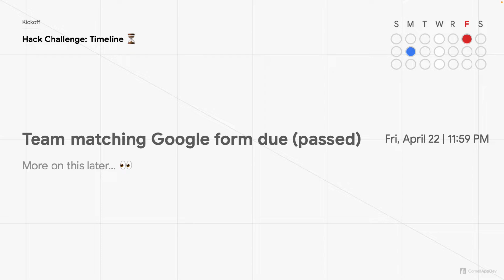So hopefully you filled out the team matching form. This was due last Friday, and pretty much everyone did. There were a few people who missed out, and we matched you randomly if you didn't. And we'll be coming back to this later. As Tisha said, we'll be revealing groups at the end of today.